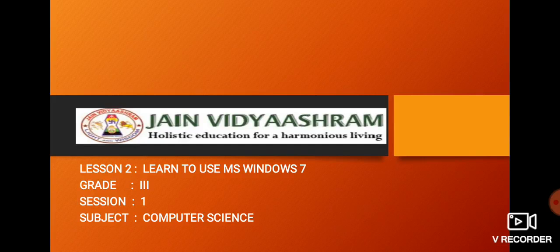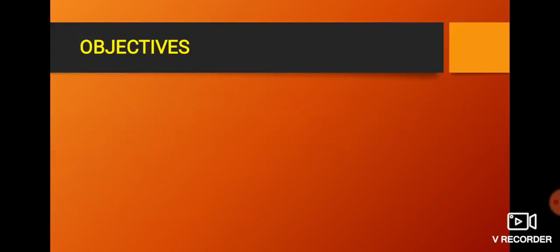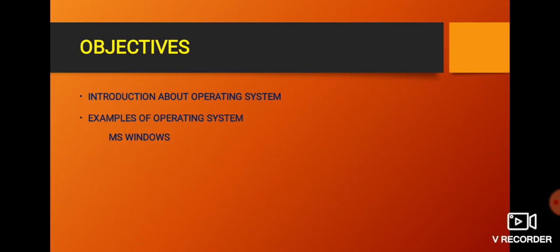In this session, we are going to cover the following topics. Introduction about operating system. Example of operating system: MS Windows, Windows 7 operating system, desktop breakdown.